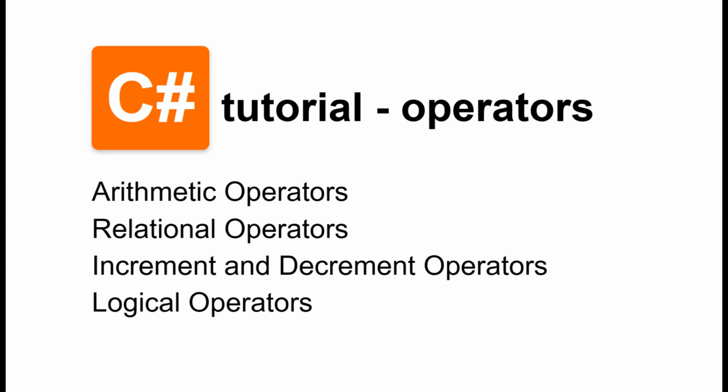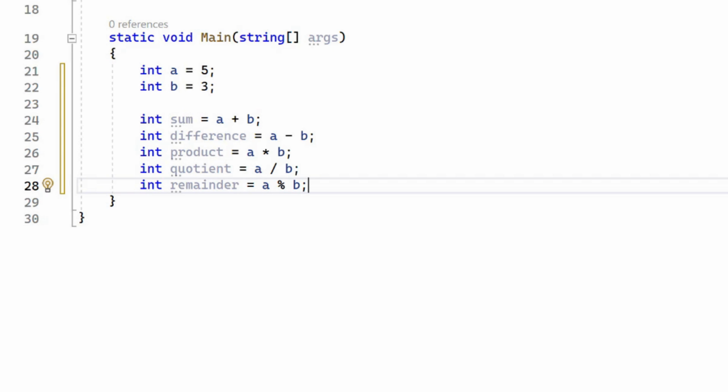Operators in C#. The operators in C# can be split into 4 major groups: the arithmetic operators, relational operators, increment and decrement operators, and the logical operators. I will try to cover each one of these groups briefly so you can understand how they work and how to use them in your code.